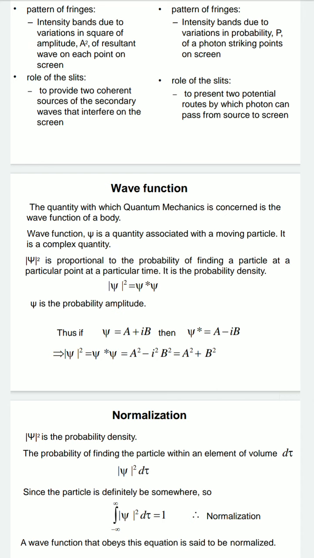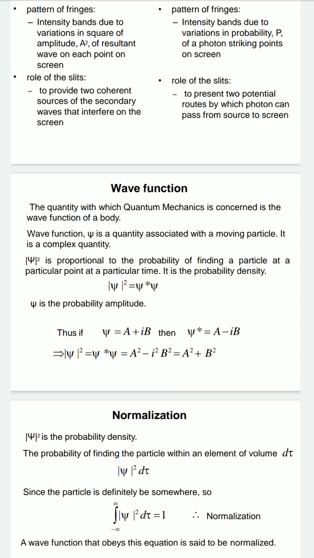What is psi star? If psi is a plus ib, psi star will be a minus ib. So that's the complex conjugate. So if psi is a plus ib, then psi star will be a minus ib. If we take it like that, psi star psi will be a square minus i square b square, that means a square plus b square. So it is a real quantity, which is a number. This psi modulus square should always be a number.